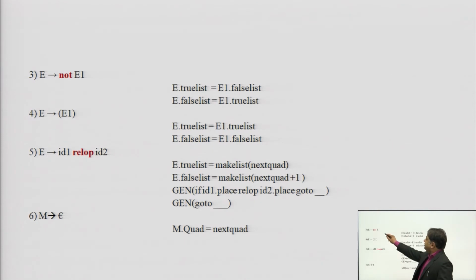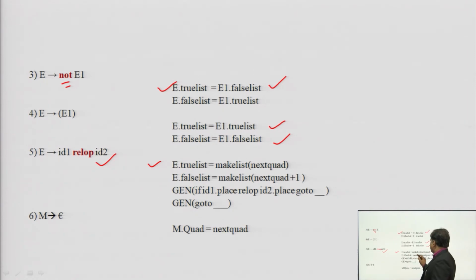Similarly, E derives not E1: the value of E dot true list will be the E1 dot false list. Wherever E1 is false, E will be true, because of this not operation. Similarly, E derives E1: E dot true list equals E1 dot true list, and E dot false list equals E1 dot false list.